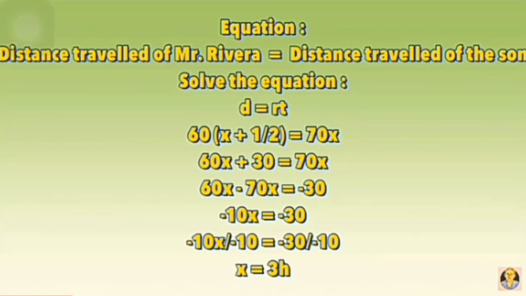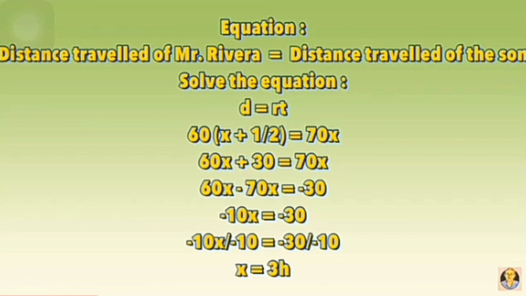We will use the distributive property. 60 times x equals 60x. 60 times 1/2 equals 30, equals 70x. And then we have to transpose all the variables to the left side of the equation and the constant to the right side of the equation. Okay, 60x, then 70x transposed to the left side of the equation becomes negative 70x, equals the positive 30 becomes now negative 30, because when we transpose we're going to change the sign.